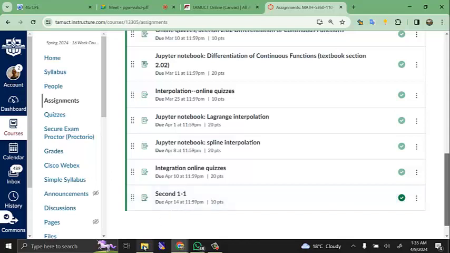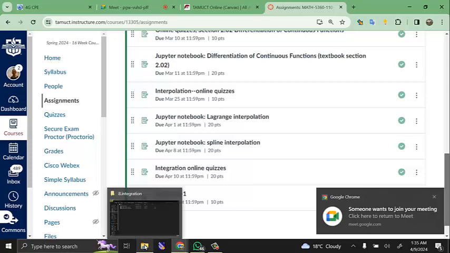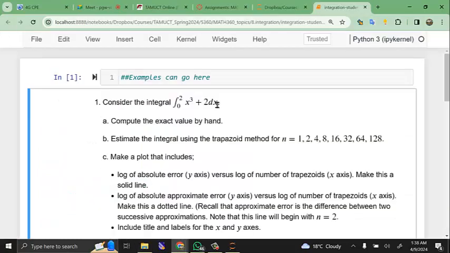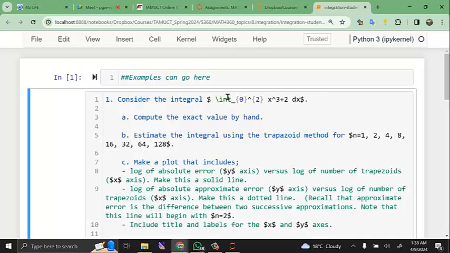So the next topic is integration, and according to the usual pattern, we now have a programming assignment. This is x cubed plus 2. All right, so let's make it very clear. If we're going to show everybody, we can put parentheses there so that it looks nicer.